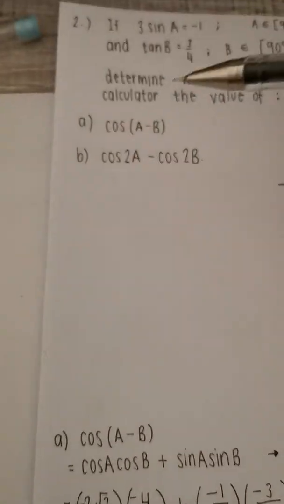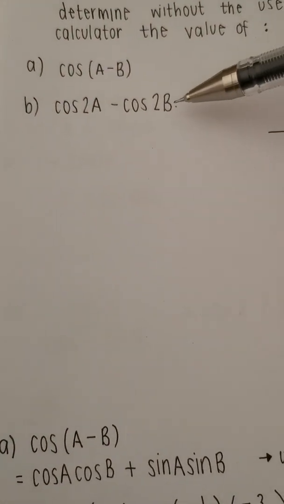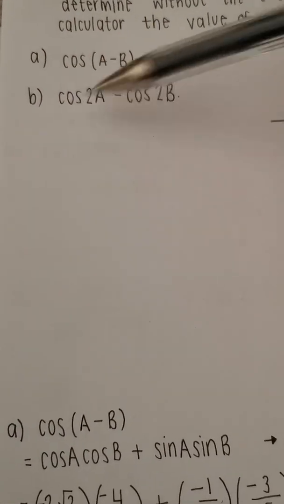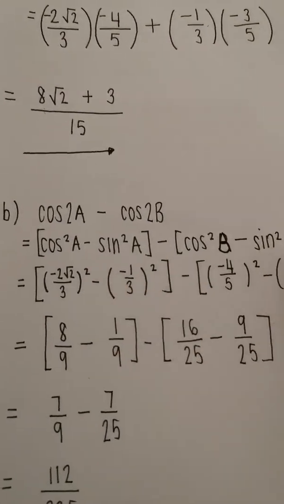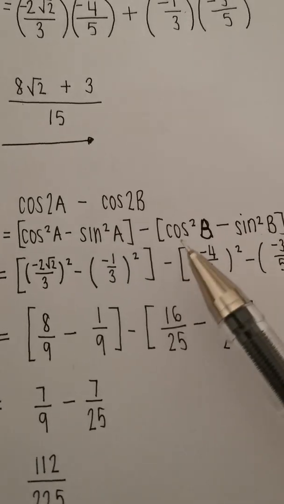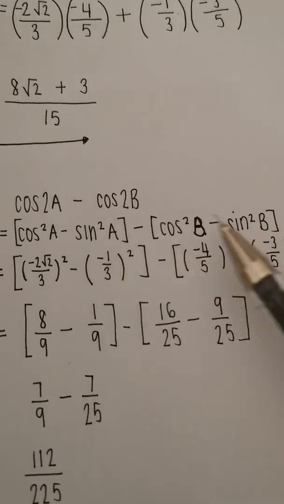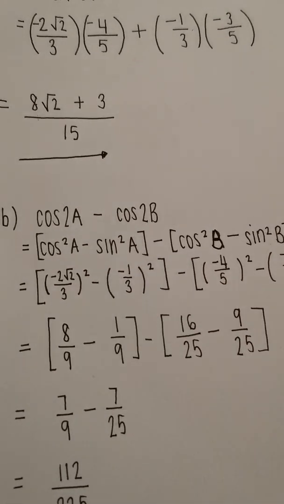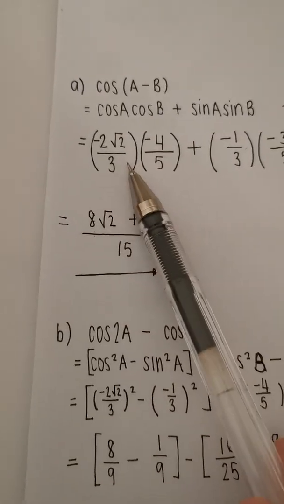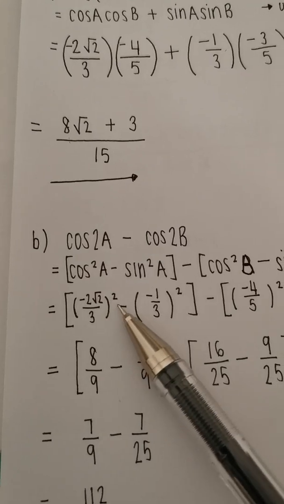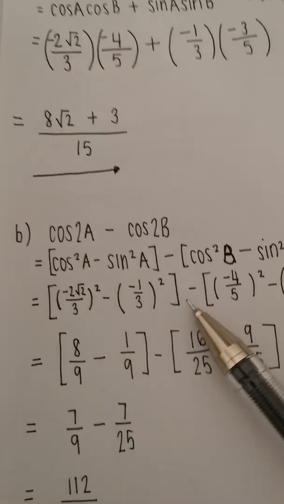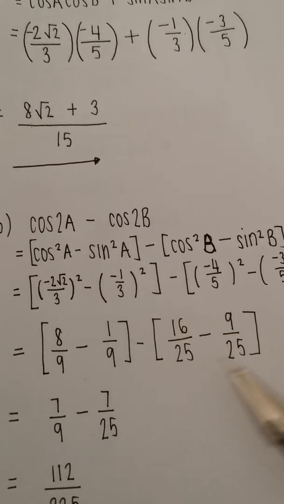Okay, the second one, it says cos 2A minus cos 2B. Both of them double angles. So I open them up using double angle identities. You can choose whichever one you want to. These are the ones that I chose to use. And same like how I did over here by just substituting. That's exactly what I did. For cos A, do you see how I put the squared because it said squared? Same thing over here. You're just then simplifying.